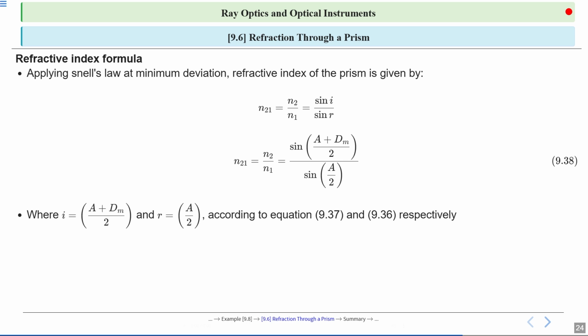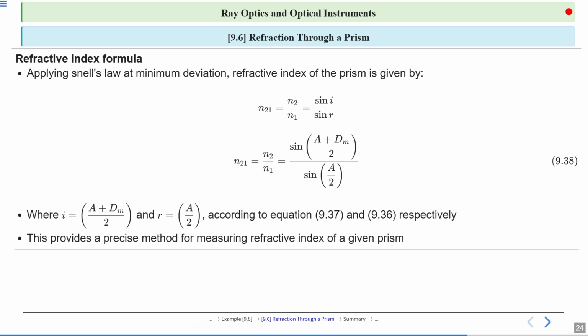In this context, i equals (A plus dm) upon 2 and r equals A upon 2, as per equations 9.37 and 9.36. This step is about connecting the angles to the refractive index formula. Finally, this provides a precise method to measure the refractive index of a given prism. It's a practical application of the formula we have discussed, allowing us to accurately determine how light behaves in a prism.